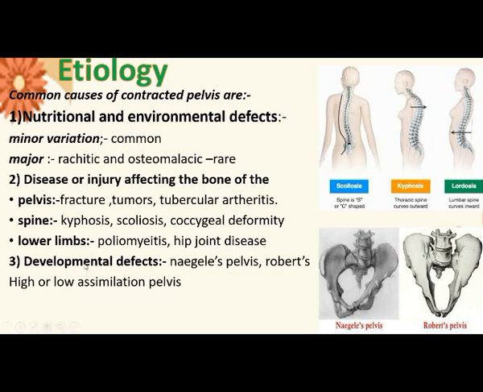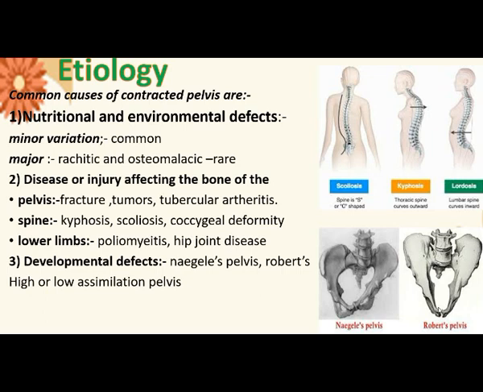Robert's pelvis. What is Naegele's pelvis? This type of pelvis is extremely rare and it is produced due to the arrested development of one ala of the sacrum. So that is the Naegele's pelvis. You can see from this picture, the main characteristic is that it is congenital or acquired. The congenital variety may be associated with urinary tract anomalies on the same side. The pelvis is obliquely contracted.